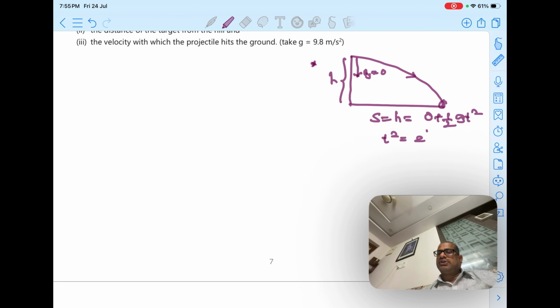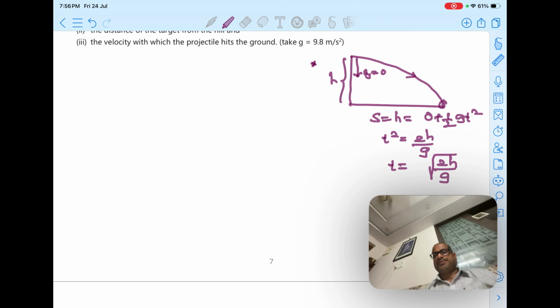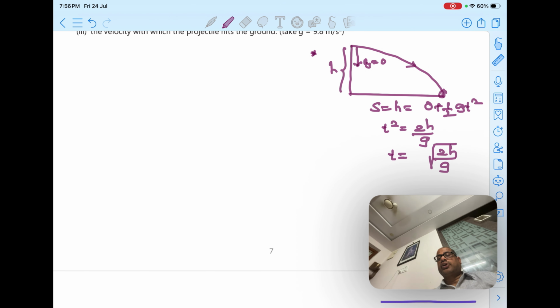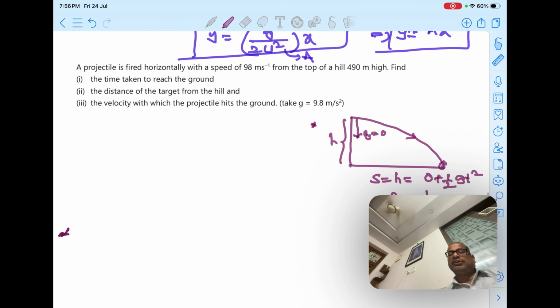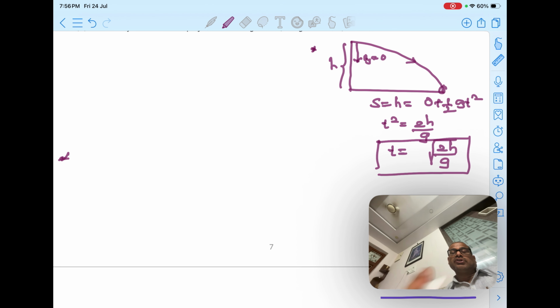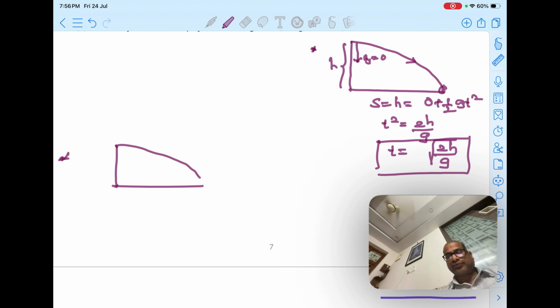So t square will be 2h by g, and t will be root 2h by g. So the time taken to reach the ground is t = root 2h by g. Now we can talk further: the time taken we know, the trajectory equation we know, so you can also find the maximum horizontal distance in the same amount of time.